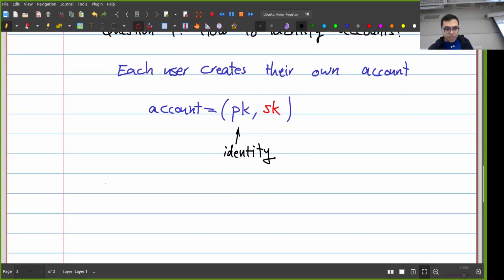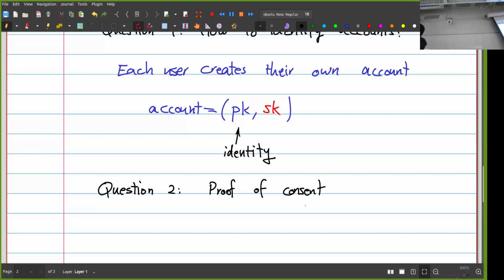The second question is something that I kind of answered. And it's, how do I make sure that no one can spend someone else's money? Okay. So this is what we call proof of consent. If some money is used, how do I make sure that the owner of the money actually consented to it? And again, this is just digital signatures, right?